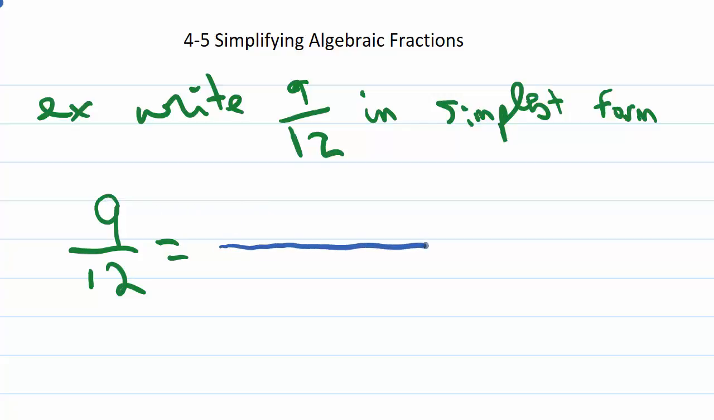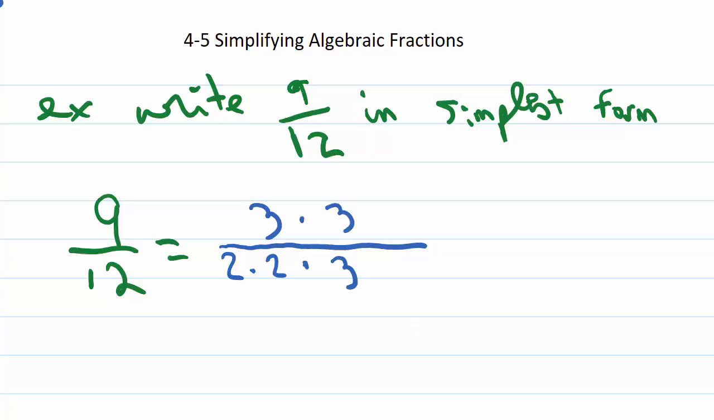I'm not going to change anything, but I'm going to say 9 is 3 times 3. And 12 is 3 times 4, and 4 is 2 times 2, so I'm going to write it as 2 times 2, that's 4 times 3, which is 12. Now what I've got here is there are common factors of 3, right? You can see that pretty well.